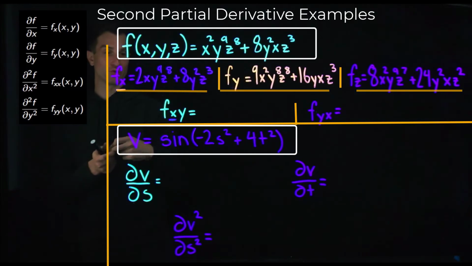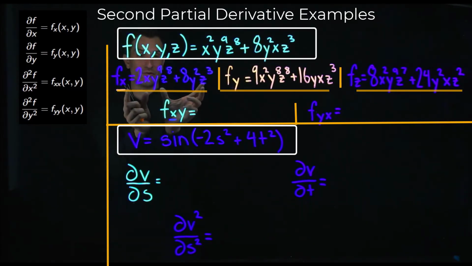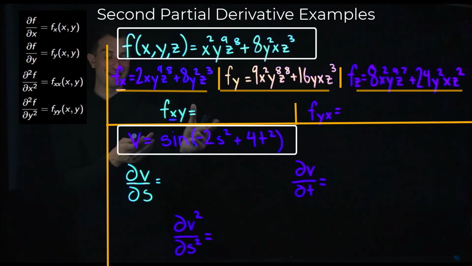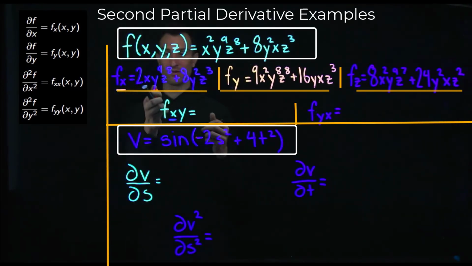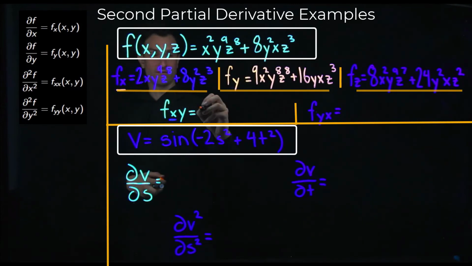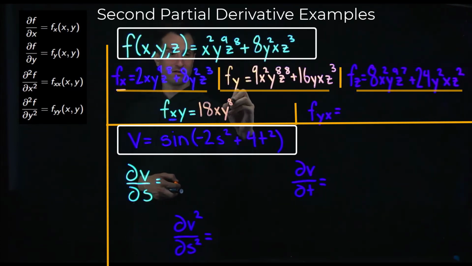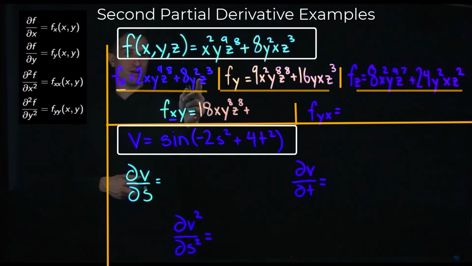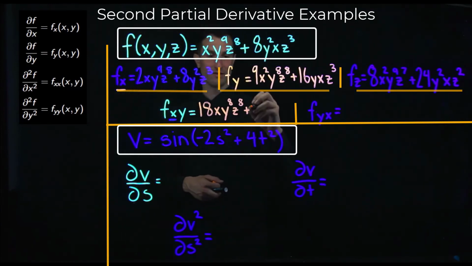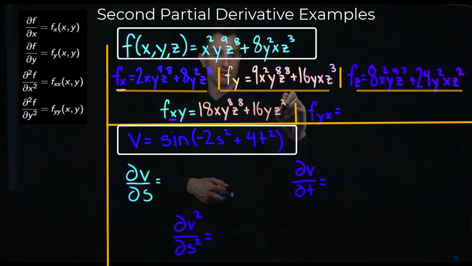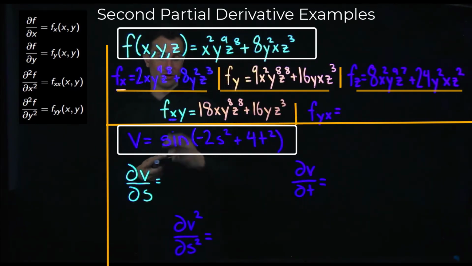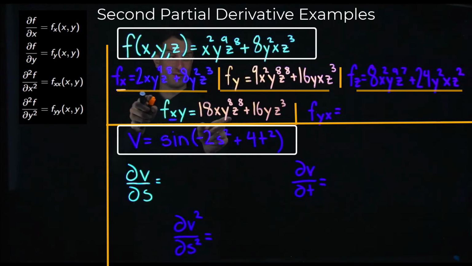Right, so our second partial is with respect to y. So we're going to take our first partial derivative with respect to x, and now take the derivative again with respect to y. And let's see what happens. So we have the 9 come down. The x stays in place. We have y to the 8th, z to the 8th, plus, what's the next one? Again, with respect to y, we have 16 y z cubed. Awesome.